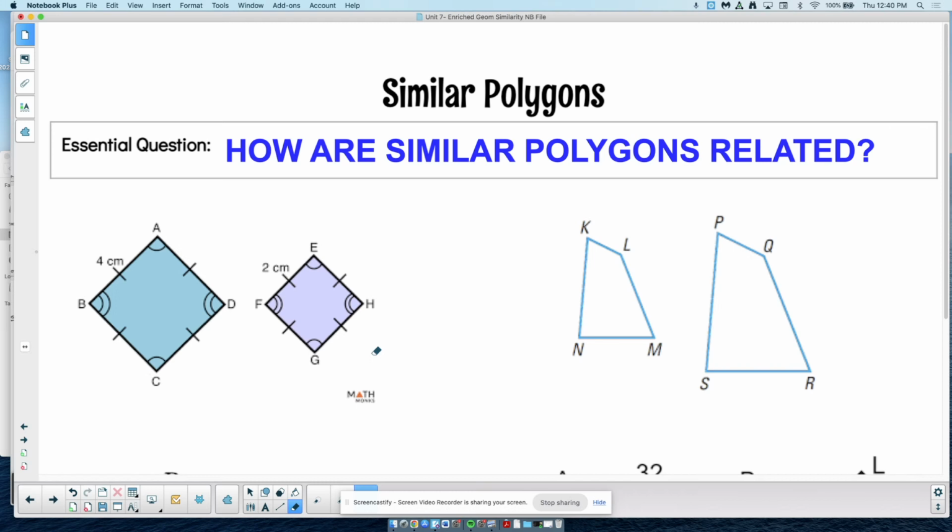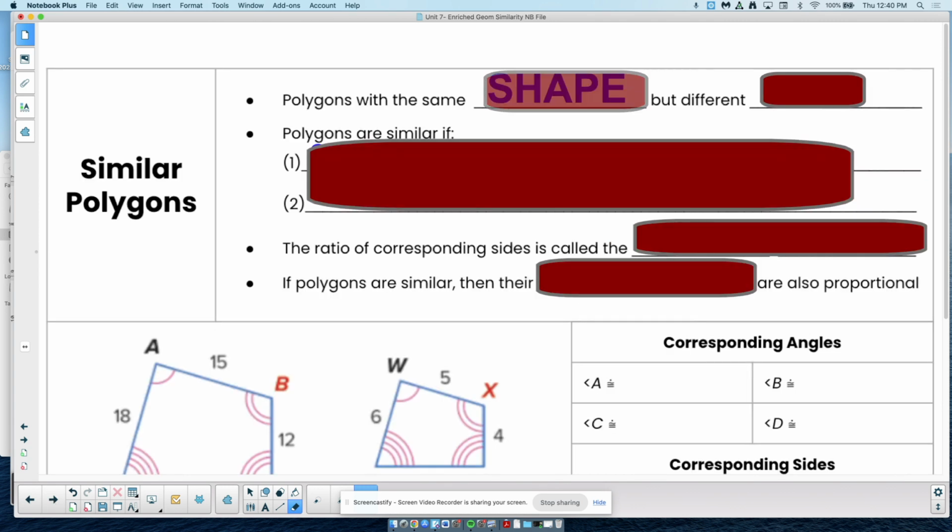All right, folks, we're starting our next unit, which is on similarity, more specifically on similar polygons. Hopefully you're noticing on these two pictures up here that we have two rhombuses on this side, but they're different sizes. Same thing over here, we have quadrilaterals that are the same, but they're different sizes. So that's what similar figures are. They're the same shape, but they're different sizes.